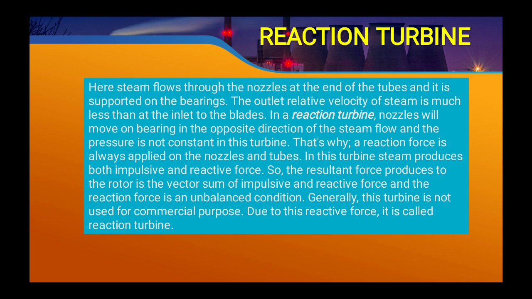The steam rotates the inner blade first. After that it is fed to the outer blade, or the rotation of the inner blade rotates the outer blade also. In this turbine, steam produces both impulsive and reactive force. So the resultant force produced on the rotor is the vector sum of the impulse and reactive force. And the reaction force is unbalanced in condition. Generally this turbine is not used for commercial purposes. Due to this reactive force, it is called the reaction turbine.